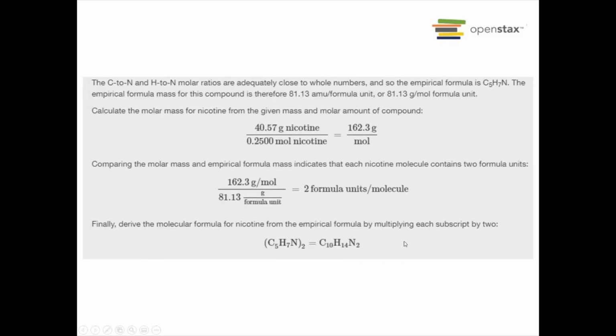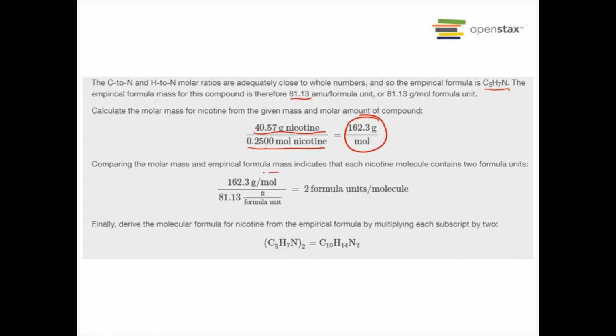And now we can also calculate the molar mass of nicotine, because we're told we have 40.57 grams that is 0.2500 moles. So we do the grams, we divide it by moles, and we get its actual molar mass, 162.3 grams per mole. So now we know the actual molar mass, and we got our empirical formula of C5H7N, and we can calculate that molar mass to be 81.13. Okay, from 5 carbons plus 7 hydrogens plus 1 nitrogen.